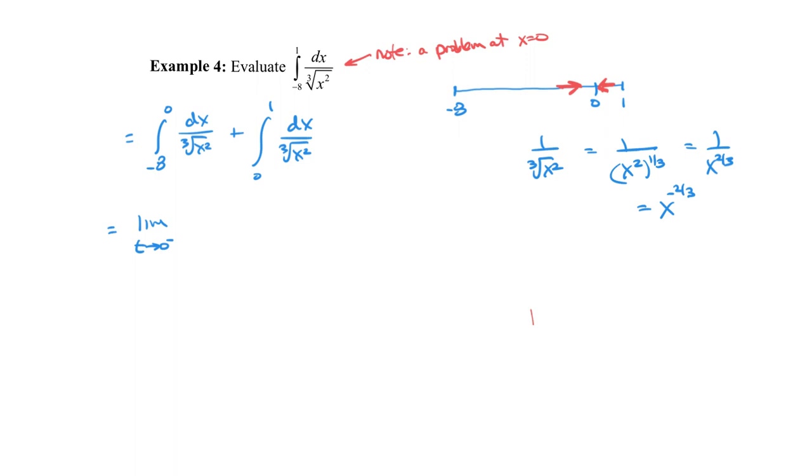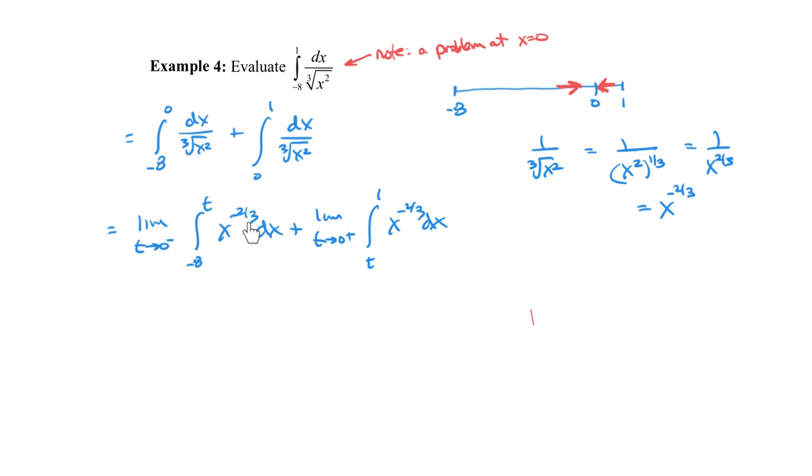And then we've got the integral from -8 to t of x to the negative 2/3 dx. Then we're going to add this to the limit as t approaches 0 from the right. Now we're approaching 0 from the right because now we're on this little part here. The same integrand, so this time from t to 1, x to the negative 2/3 dx. Okay, so now we can integrate this with the power rule.